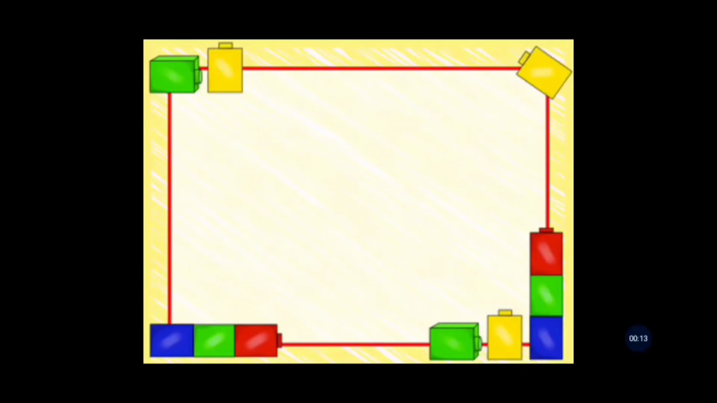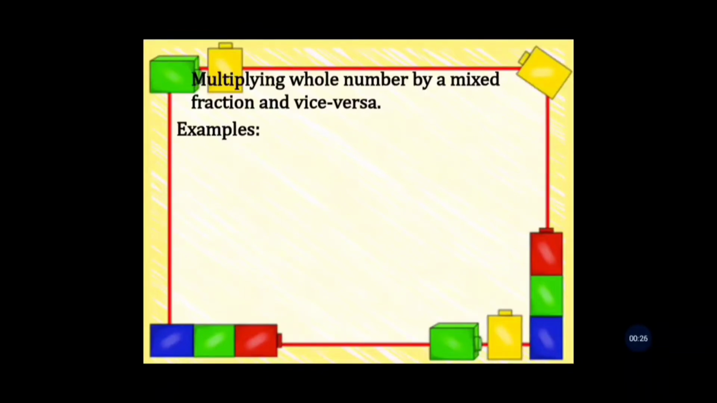Hi, this topic is all about multiplying a whole number by a mixed number. So let us have examples. Number 1, we have 2 times 2 and 1/3. So let us have an equal sign. Ilipat natin yung 2 dito sa kabila. Then after that, a multiplication sign.